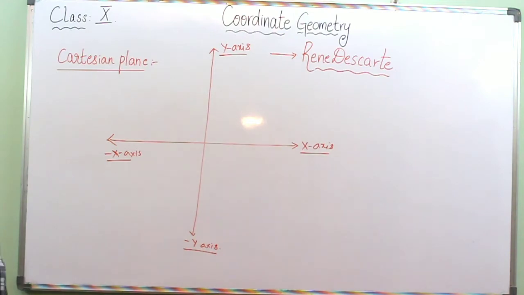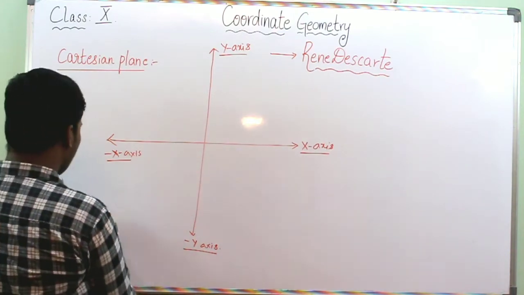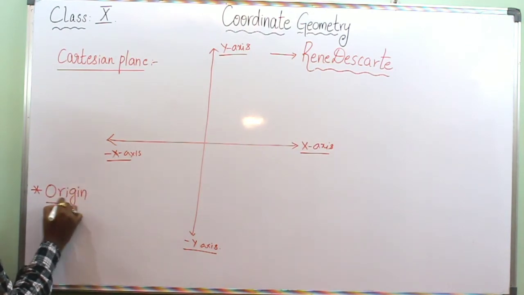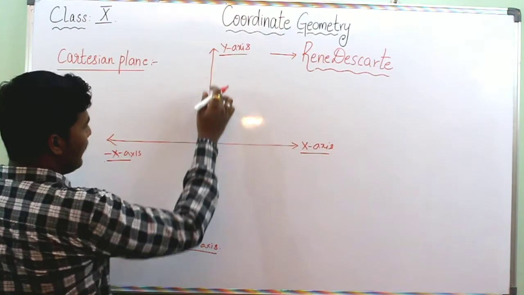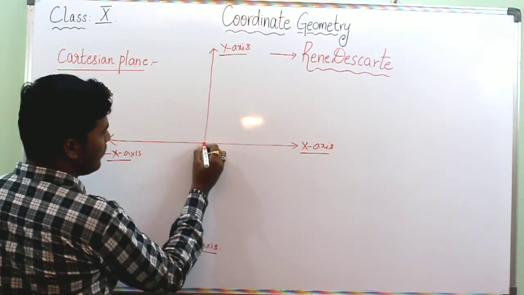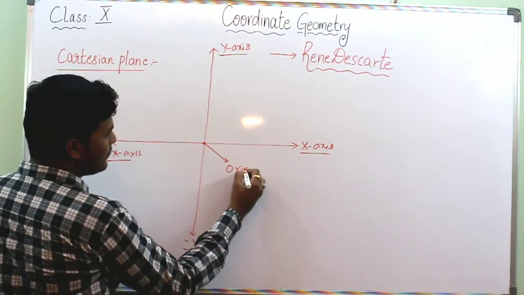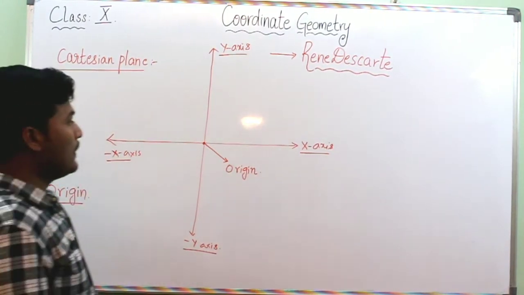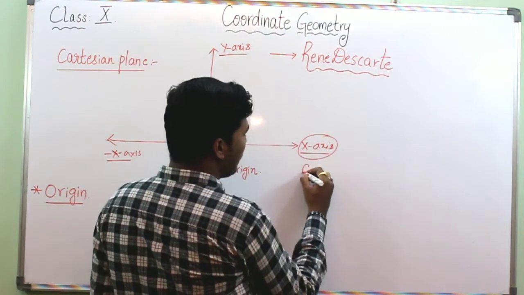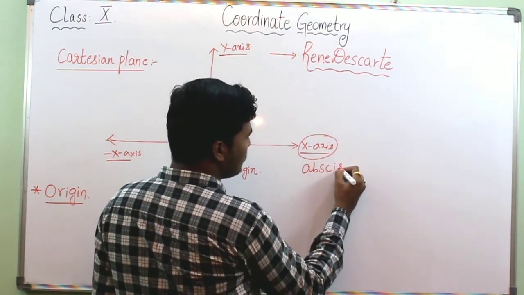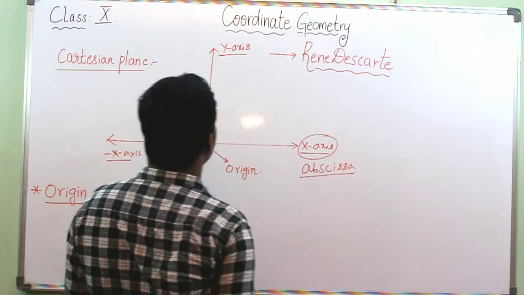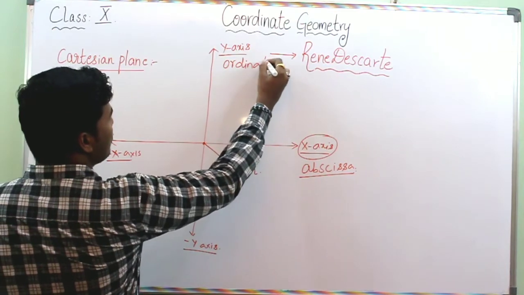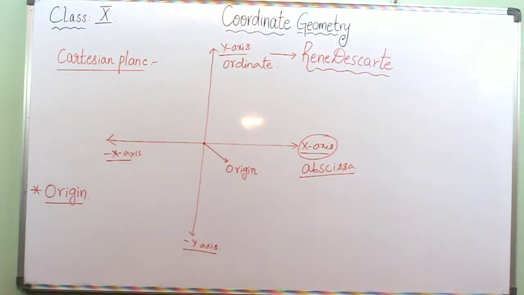Now first let us discuss the origin. The intersection of the x and y axes is called the origin. So this is called the origin. Now, the x-axis is called the abscissa, and the y-axis is called the ordinate.